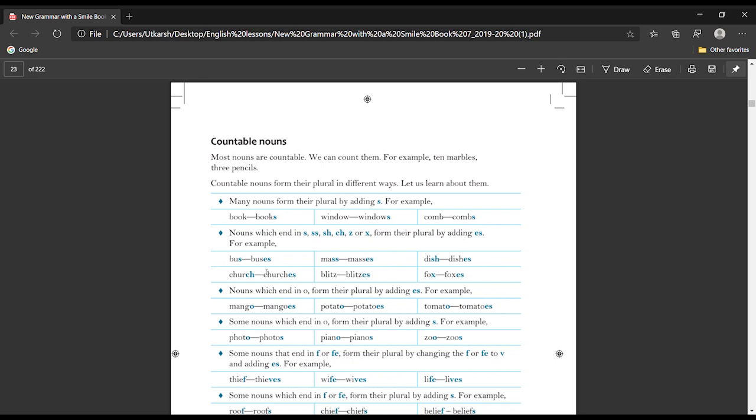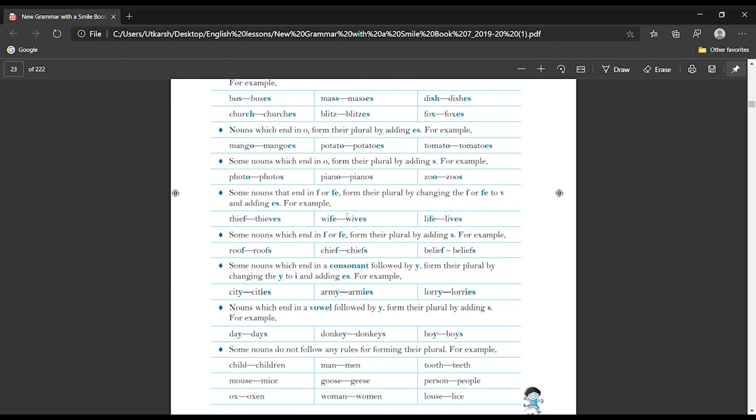For example, bus, buses, mass, masses, etc. The nouns which end in o form their plural by adding s, photo, photos, etc. Then there are some nouns that end in f or fe, and the f or fe is changed to v or es. So it is thieves and wives. Then some nouns which end in f or fe form their plural by adding s. For example, roof, roofs, chief, chiefs, etc.